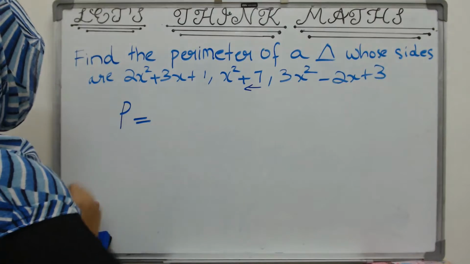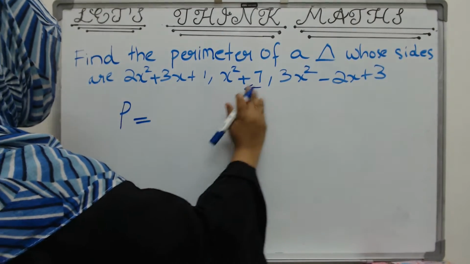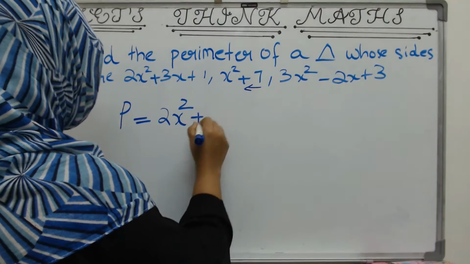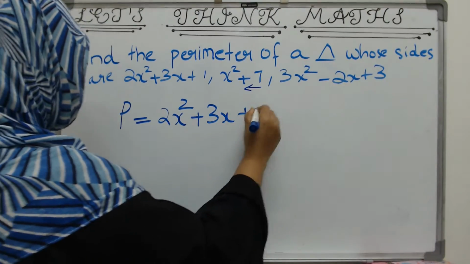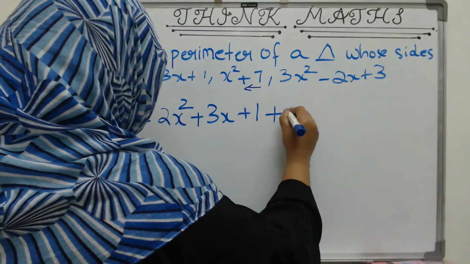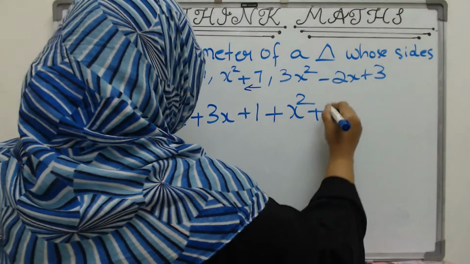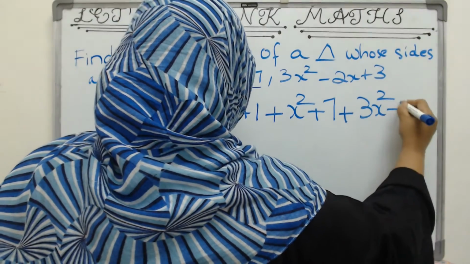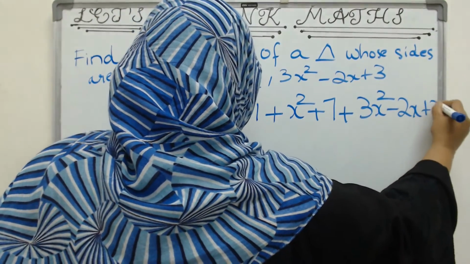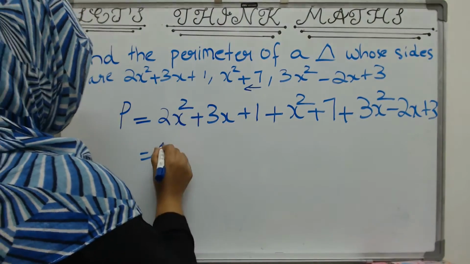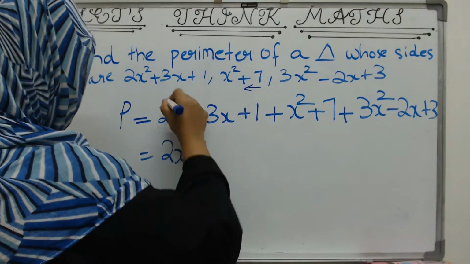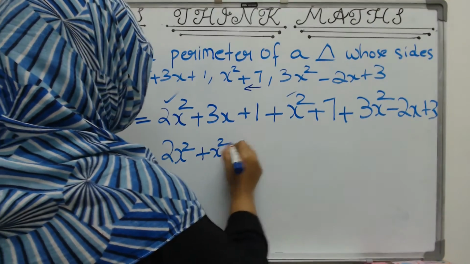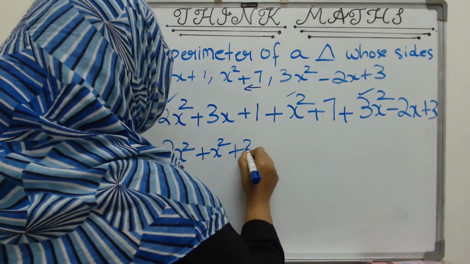So now let's start our question. We have to find the perimeter. So we have to add these three algebraic expressions. What is the first one? 2x square plus 3x plus 1. Next one is plus x square plus 7. Next one is plus 3x square minus 2x plus 3. Now gather all the x squares together. I have taken one. There is one here which is plus x square. There is one here which is plus 3x square.